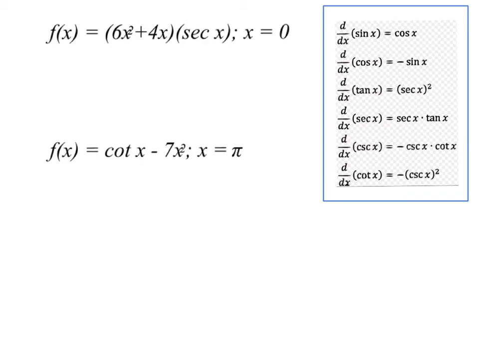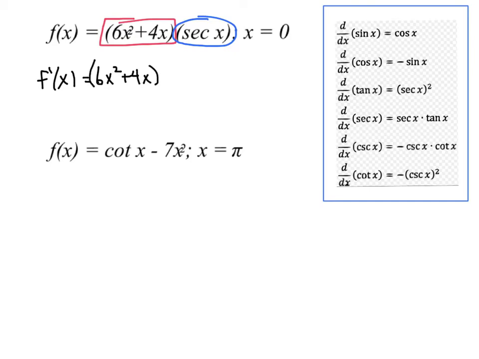Okay. So to find the derivative of, and I'm sorry this got a little messed up in transition, it should be 6x squared plus 4x multiplied by secant. We're going to look at this as a product. So the derivative, we'll use product rule. So we'll have first multiplied by the derivative of the second.